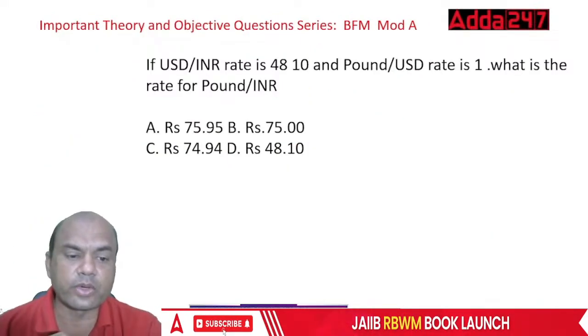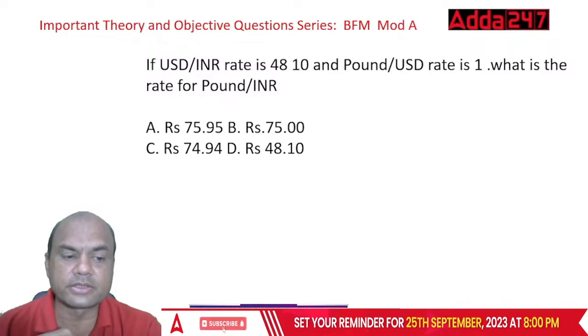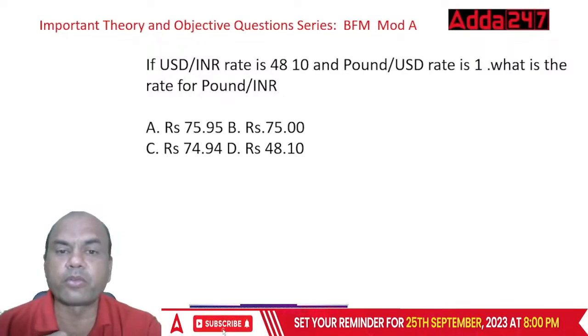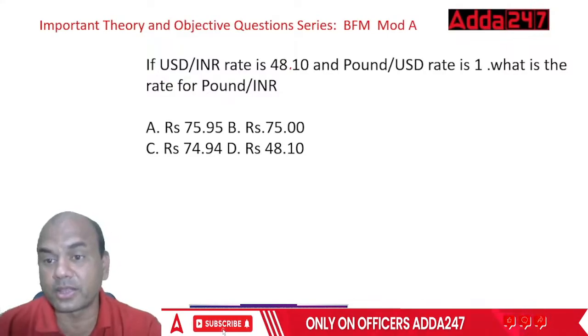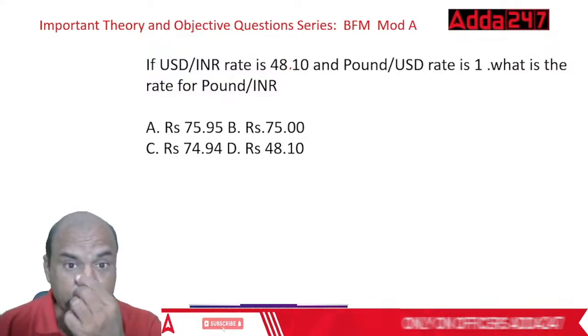Okay. If the USD to INR rate is given as 48.10 and the pound to USD rate is given as 1, what is the rate of pound to INR?